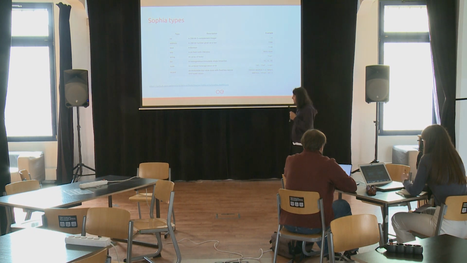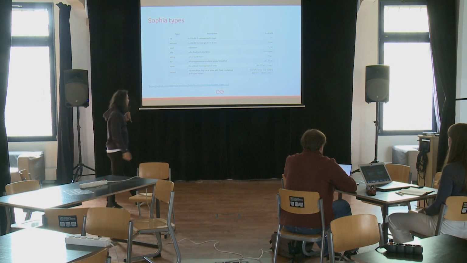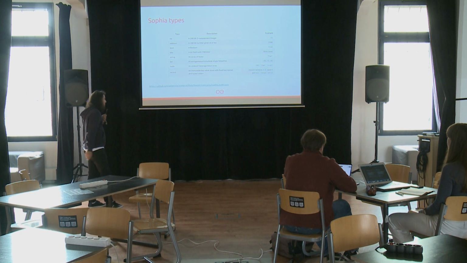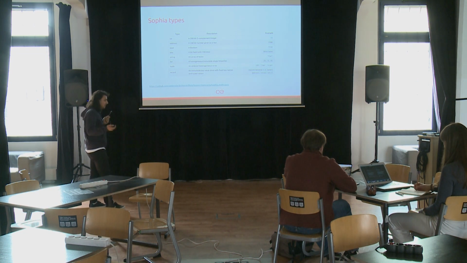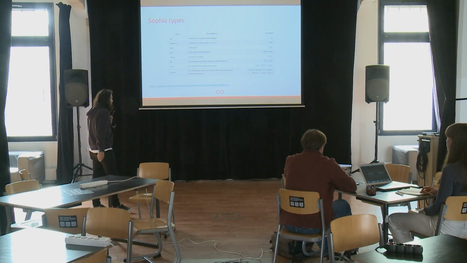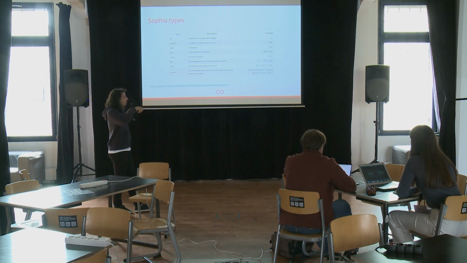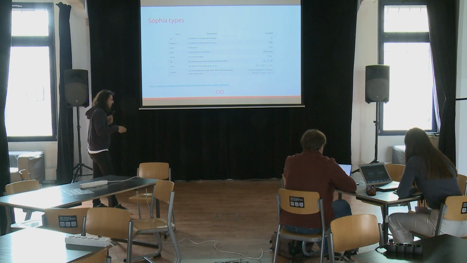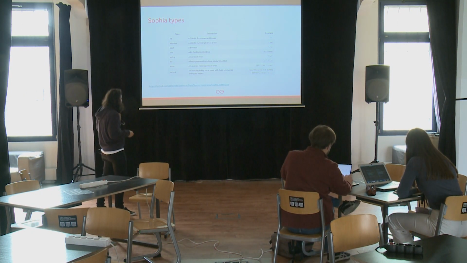Sophia offers us most of the familiar types we are used to. We have integers, we have addresses, we have booleans, bits, strings, lists, and also other data types that are mostly maybe familiar from other functional languages, such as tuples. We also have this record, which is a structure where we can create our own custom structure of data. It's an immutable key value store, and we have an easy way to basically create our own object or structure.